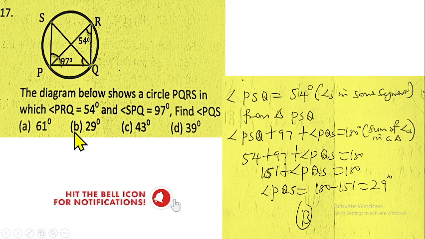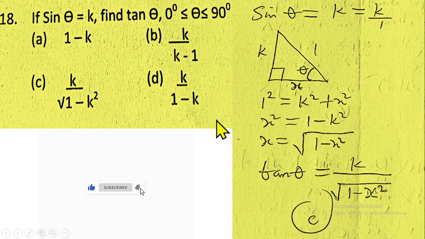Question number 18 is on trigonometric ratio. If sine theta is equal to k, find tan theta, where theta ranges from 0 degrees to 90 degrees. So if sine theta is equal to k, you can write this k as k over 1. Draw a right angle triangle, because trigonometric ratios are related to the right angle triangle. Include the angle theta, then sine is opposite over hypotenuse. So k will be here, 1 will be here. Then you can find the third side using Pythagoras theorem. Pythagoras theorem is the square of the hypotenuse equals the sum of the squares of the remaining two sides. So k squared plus this side squared equals 1 squared, which is the same thing as 1.